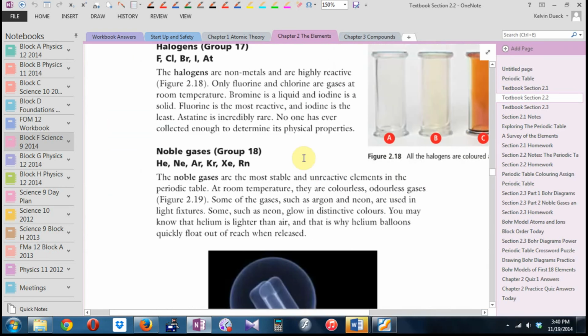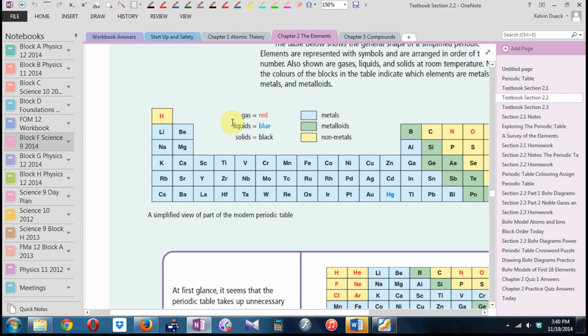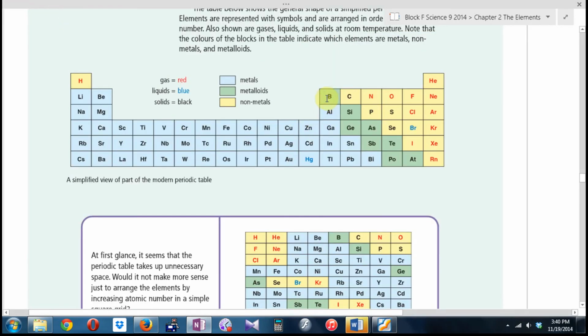There's the metalloids, but there's a better picture, I seem to recall. Oh, there you go. Hey, there's the metalloids. You know what? It's along the staircase, but not quite. I'm not going to say to you, which of the following are metalloids?